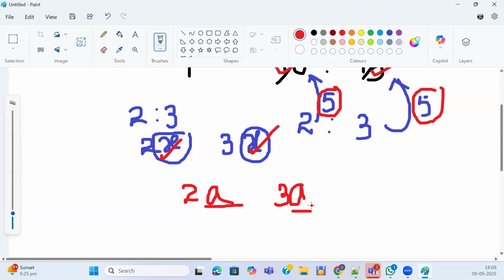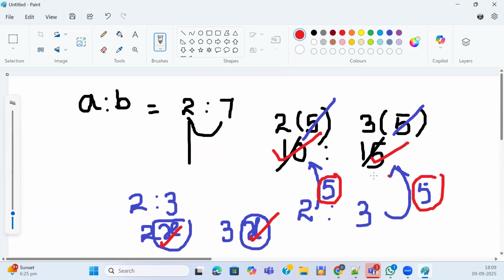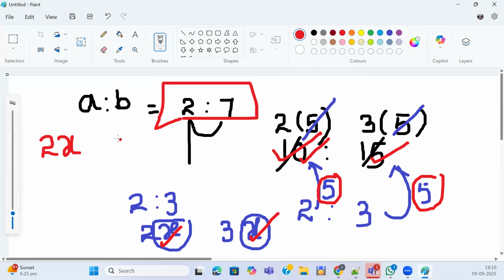Whenever the ratio is given, your brain should think that I can multiply with the same variable so that I will get the original number. Let us assume that my ratio is 2 is to 7. What is my original number? 2x and 7x.